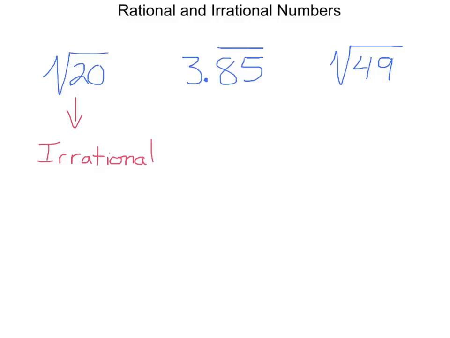Okay, so now we look at 3.85, and again we go back to what we talked about earlier, and we know that repeating decimals are rational. So 3.85, where the 85 is repeating, is a rational number. And then lastly, we have the square root of 49, and the square root of 49 actually does have an answer, and that would be 7. So the square root of 49, because it has a number answer, is also a rational number.